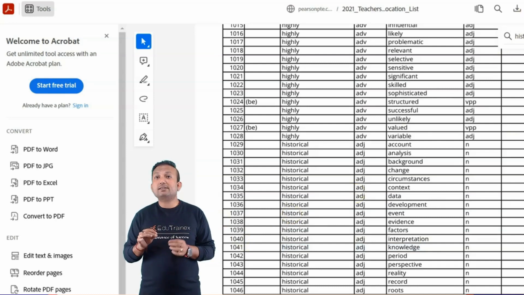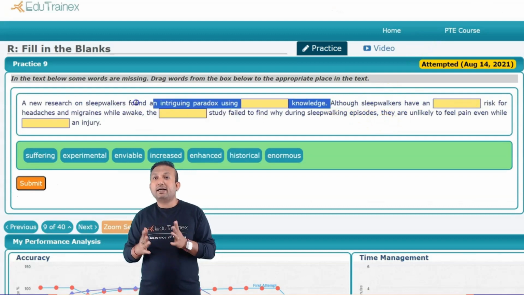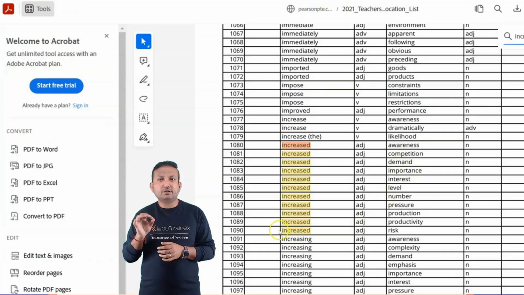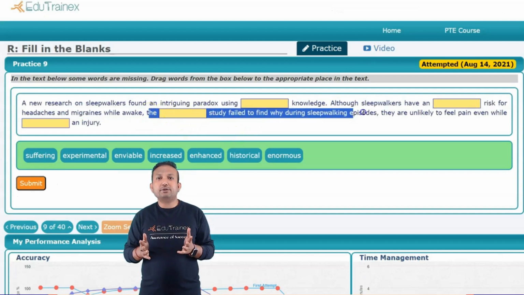The first part of the second sentence says, although sleepwalkers have an dash risk for headaches and migraines while awake. Again, I search for risk in the list, and the very first match is what I can see as the answer, which is increased risk. The second part of the sentence starts with, the dash study failed to find why during sleepwalking episodes.